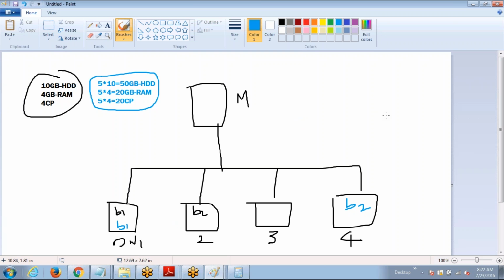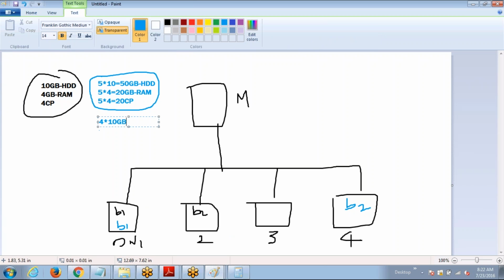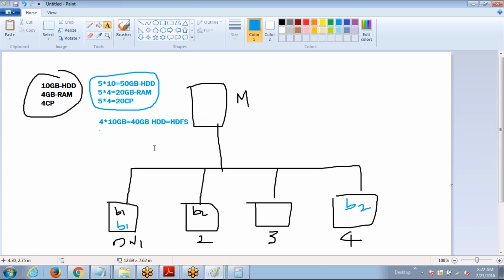But let's discuss our HDFS. HDFS is not a combination of all your data nodes' hard drives, or of all your data nodes' configuration. If you go with the example of 4 into 10 GB, talking only about hard drive, 4 into 10 equals 40 GB of hard drive. It's not the way we should say my whole HDFS capacity, the Hadoop file system capacity, is 40 GB. No, that is not the way we have to say it.